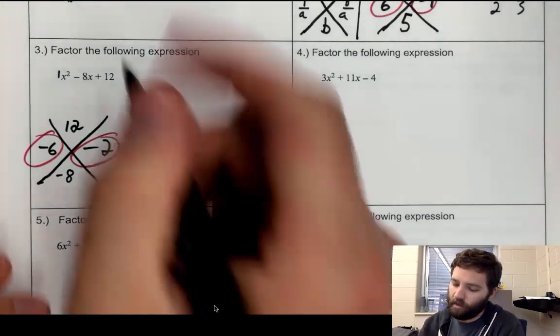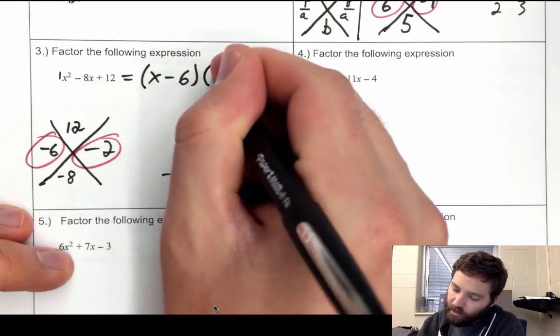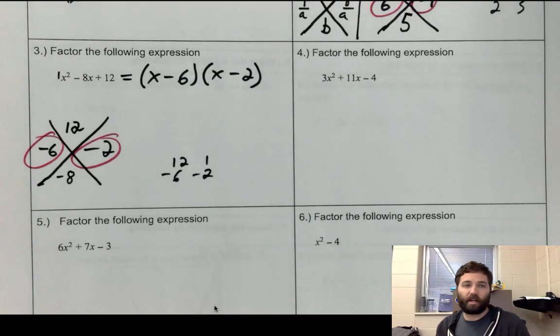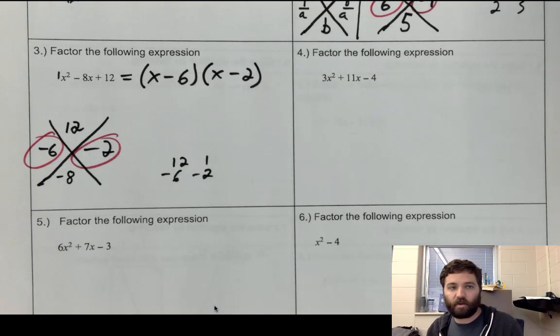So let's write that out. This then will break into x minus 6 and x minus 2. And that's our final answer. And again, you could FOIL these back out, and you will find that you will get back to x squared minus 8x plus 12.